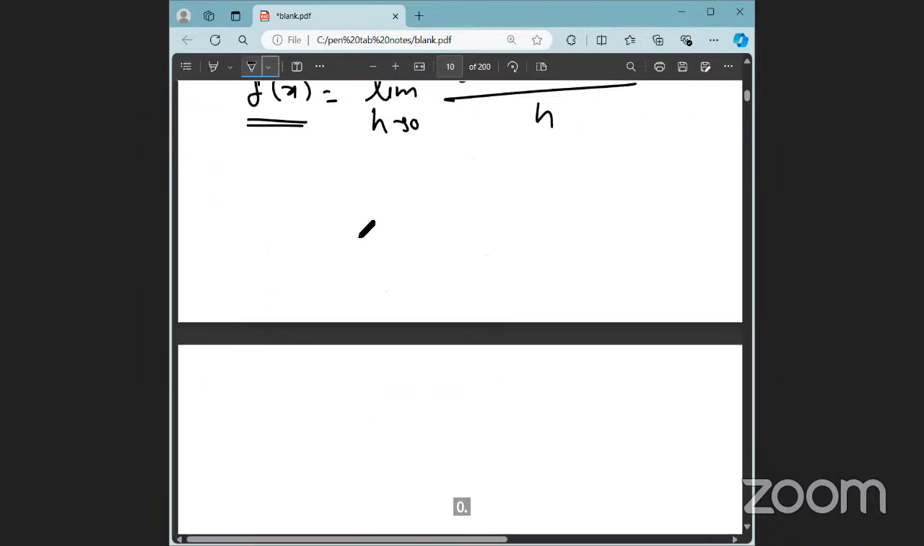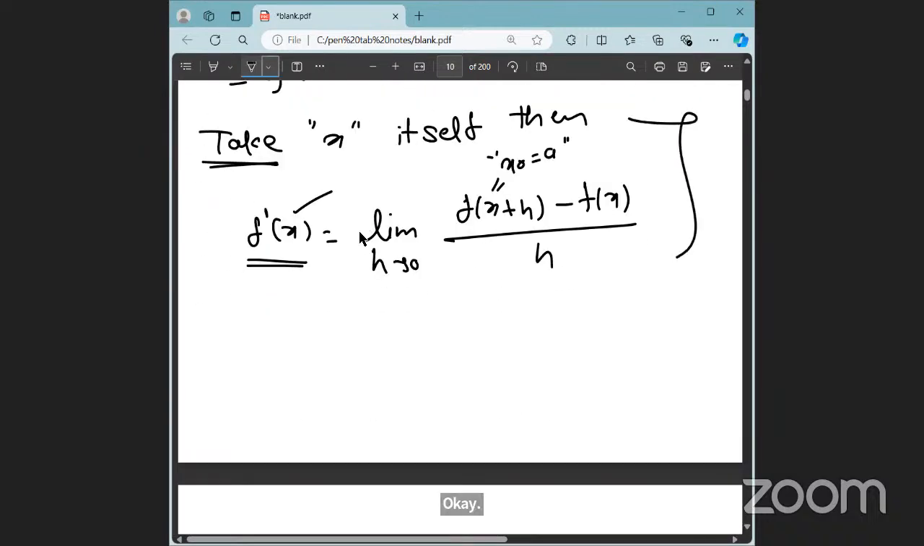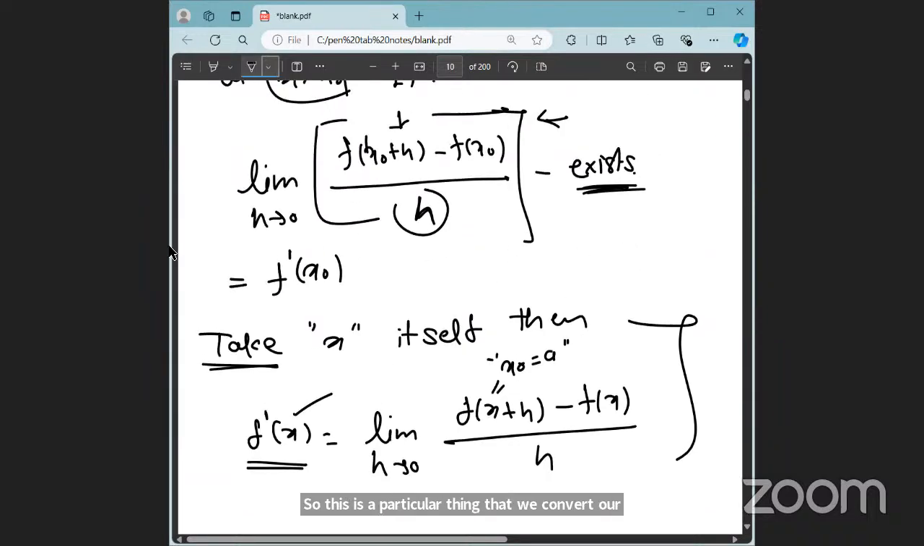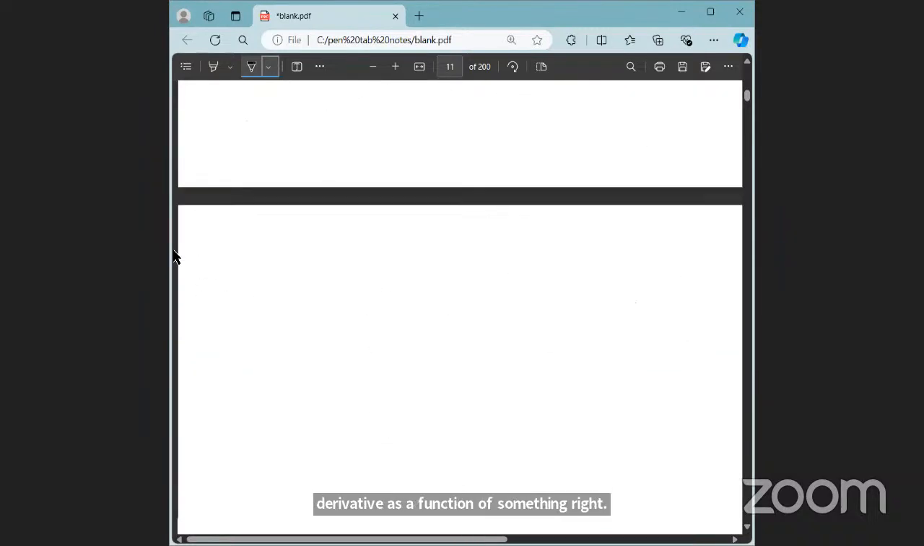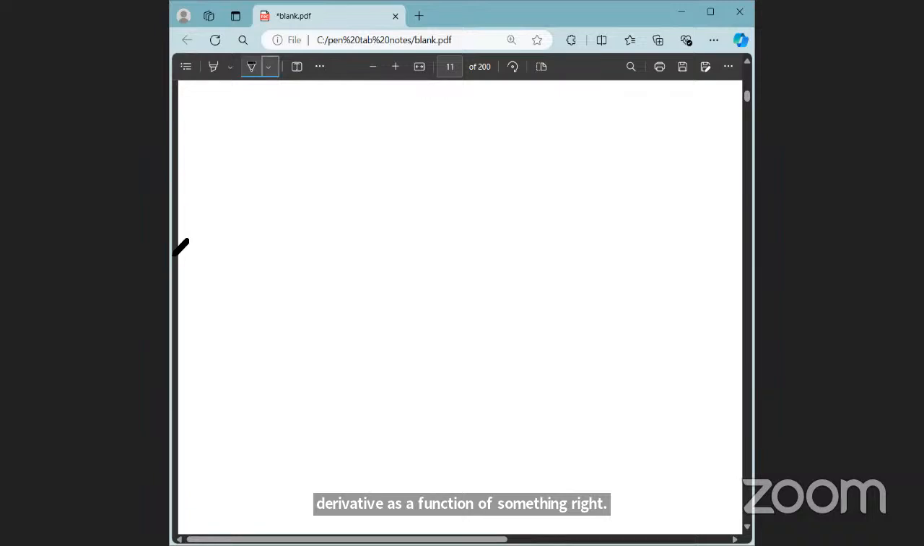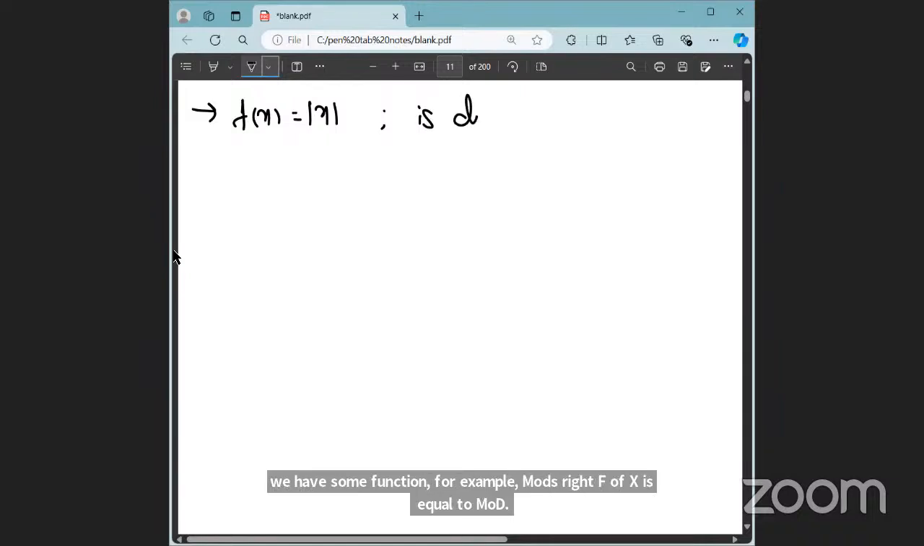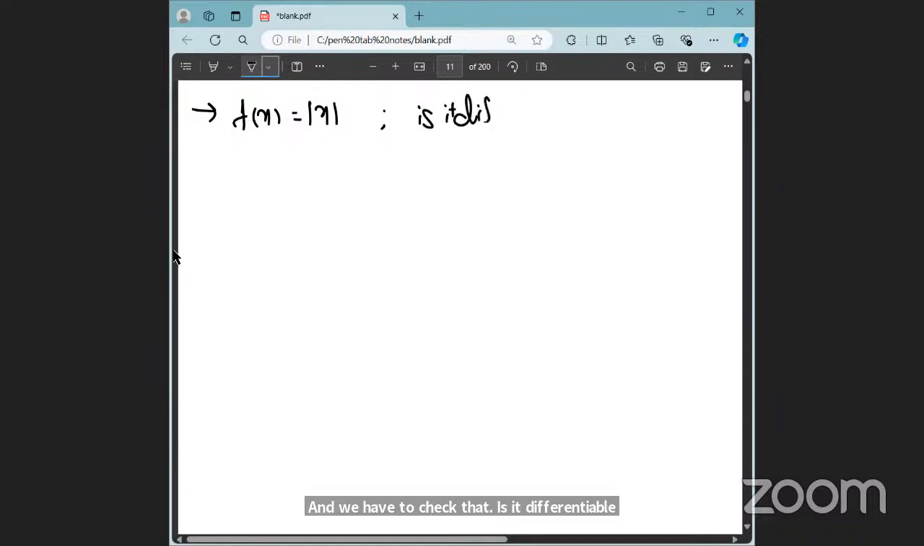So this is how we convert our derivative at a particular point. First we define the derivative for a single point, and after checking at all points of the domain, we describe the derivative as a function of something. Now, if we have some function, for example f of x equals mod x, we have to check whether it is differentiable at x equals 0 or not.